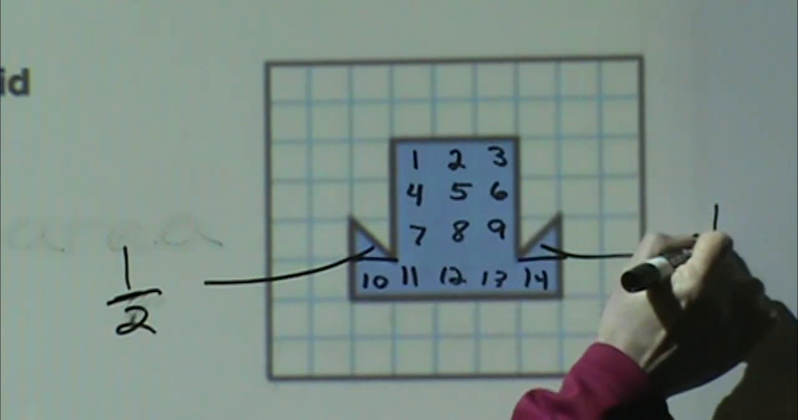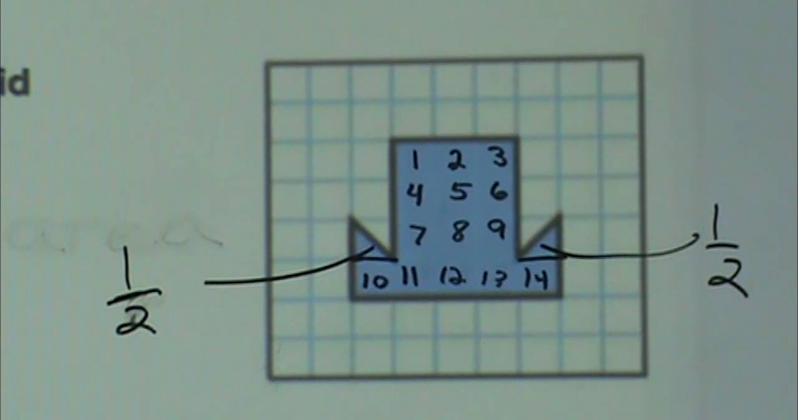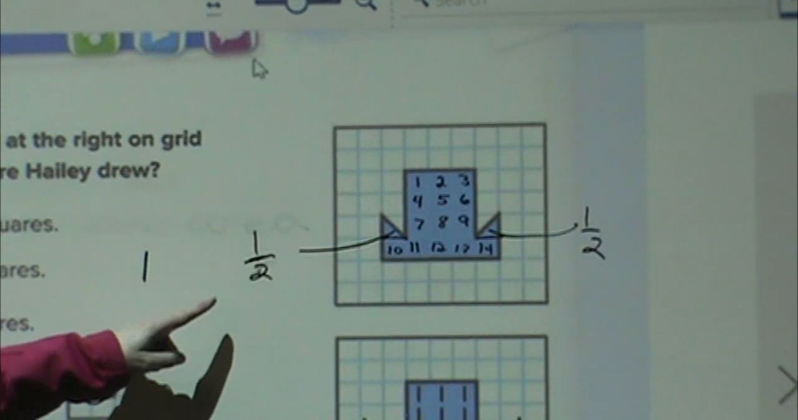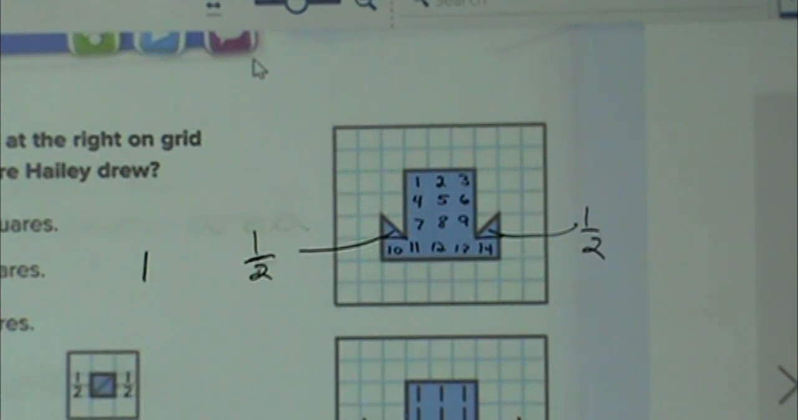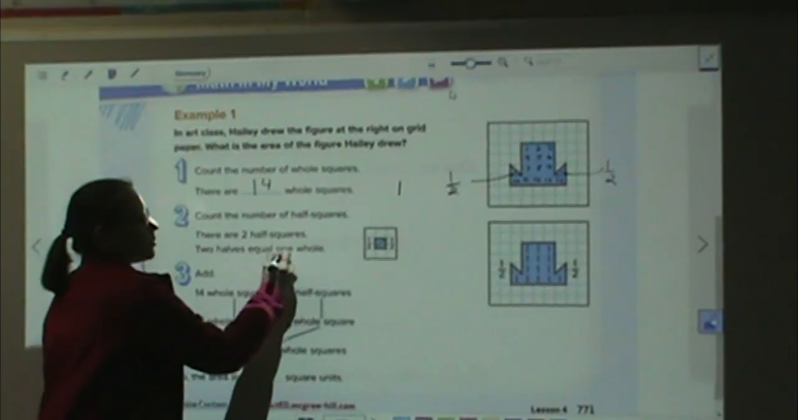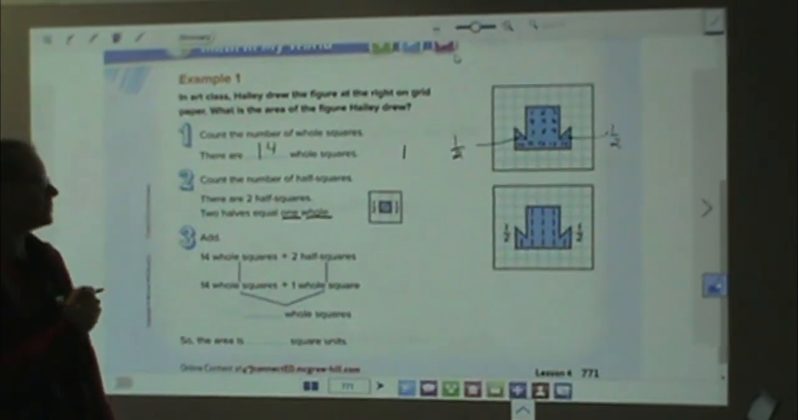Draw another little arrow over there, 1/2. What do we know about 1/2 and 1/2? 1/2 plus 1/2 equals 1 whole. Count the number of half squares. 1 half square, 2 half squares. There are 2 half squares. 2 half squares equals 1 whole.